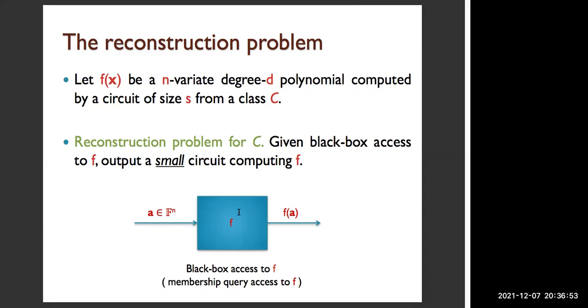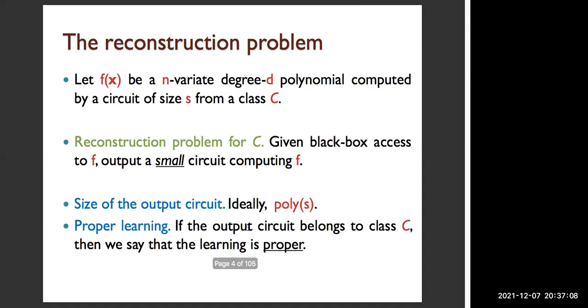What does black box access mean? It means that you're only allowed membership query access. That means you can pick your favorite point and ask for the evaluation of the function at that point. That is what the black box will return.